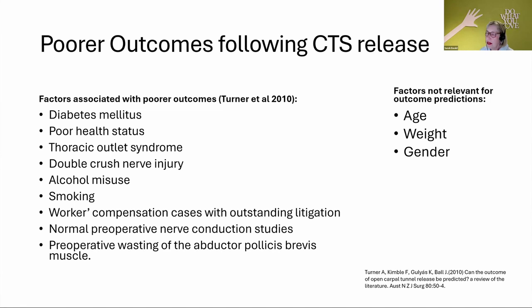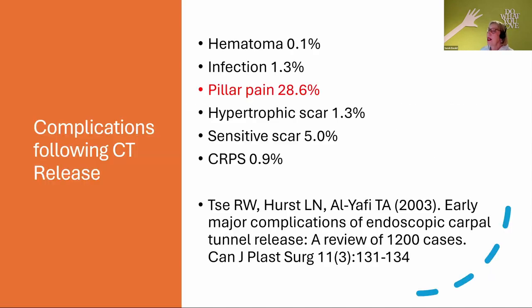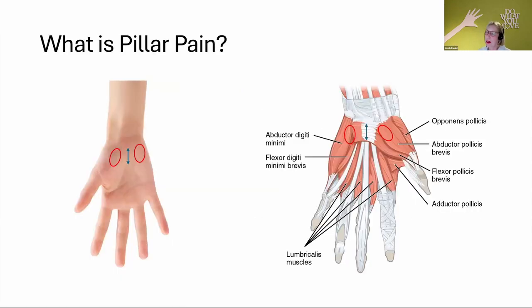There are a few cases where there are poor outcomes, and I'd like to point your attention to one of the most common complications, pillar pain. About 28.6% of the complication rates is attributed to pillar pain, and you might be asking yourself, well, what the heck is pillar pain? Pillar pain refers to pain in the thenar and the hypothenar eminences.